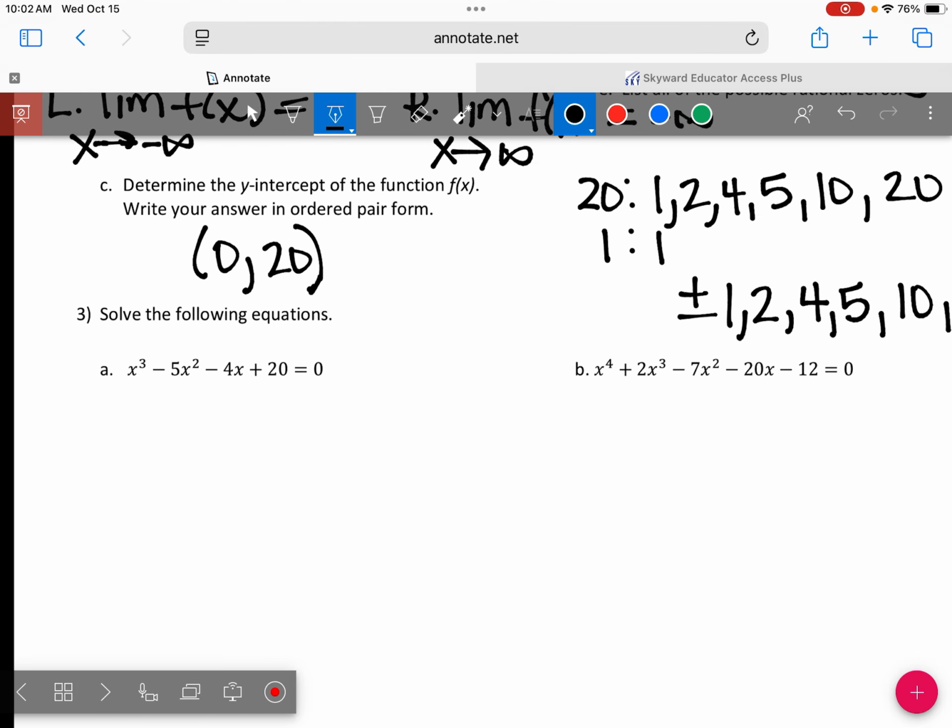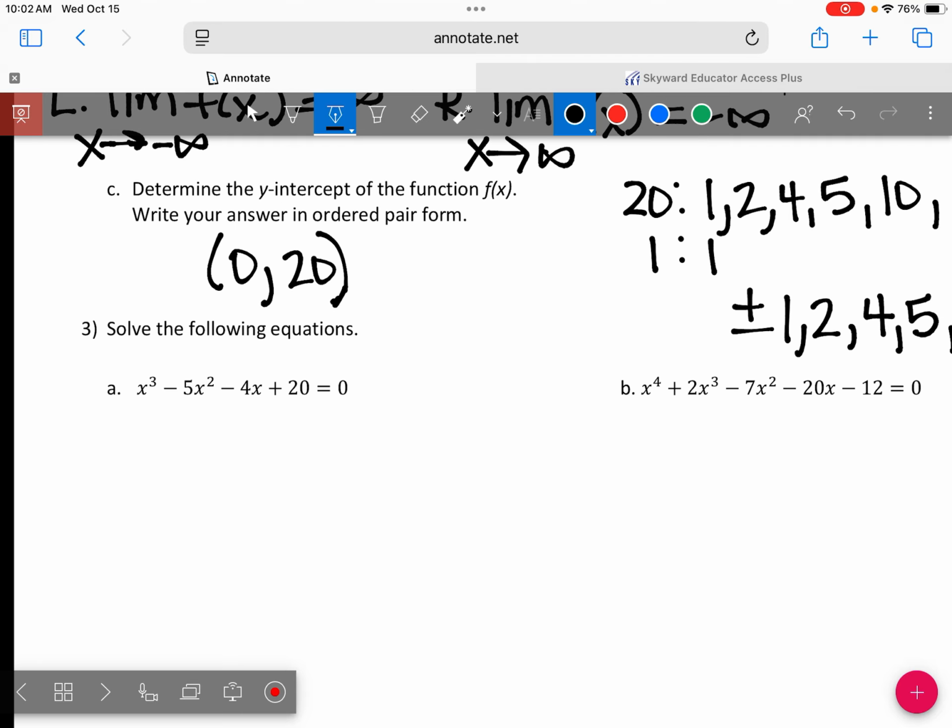For question 3, we have to find all of our zeros. So the first thing I need to do is figure out my possible zeros. And we have 20, which is the same number we ended with in question number 2. So my possibilities are plus and minus 1, 2, 4, 5, 10, and 20. So first you would test 1. 1 is not going to work. Then you would test -1, and -1 won't work either. But when you get to 2, it will work.